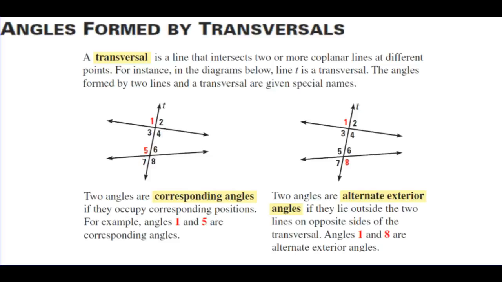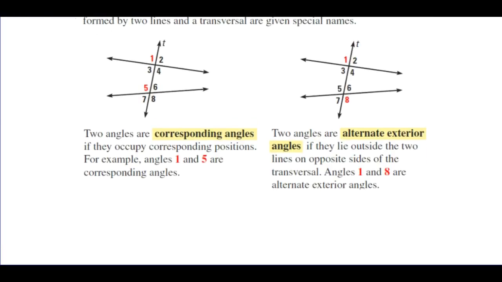This is Ms. Wiles, and in this video, we'll be talking about angles formed by transversals. A transversal is a line that intersects two or more lines that are in the same plane. The angles that are formed by those lines and the transversal are given special names that are based on the relationship that they have with each other.